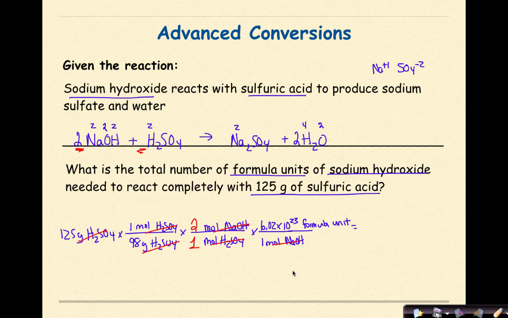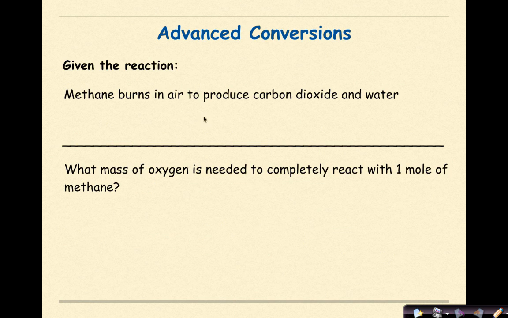So if I work this out, I should get 1.54, correct number of significant figures, times 10 to the 24th formula units of NaOH as my final product. So this is a situation where we're going from mass to particle. Again, this is all about thinking about the process, having a correctly written balanced equation, and really being methodical about your work. Last example.